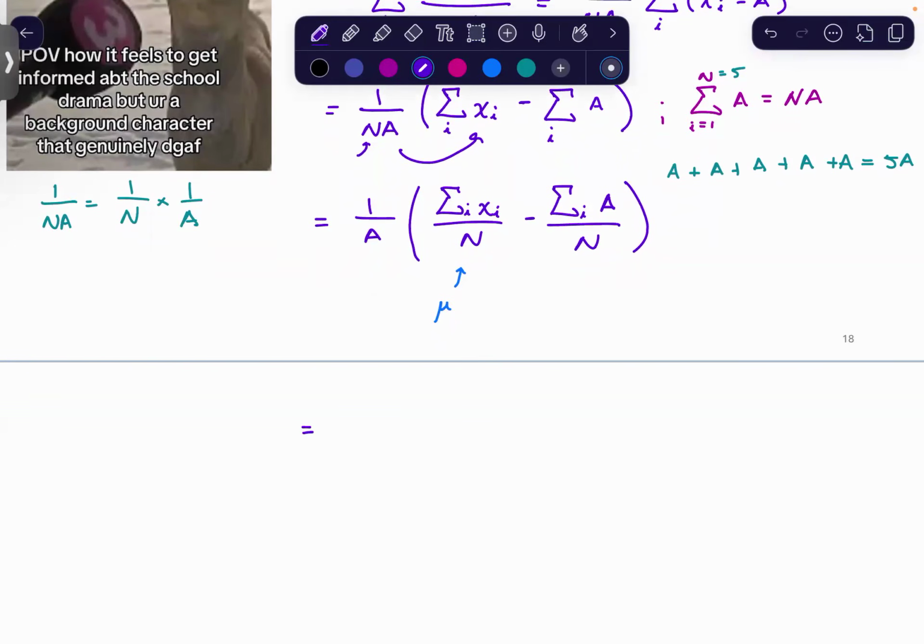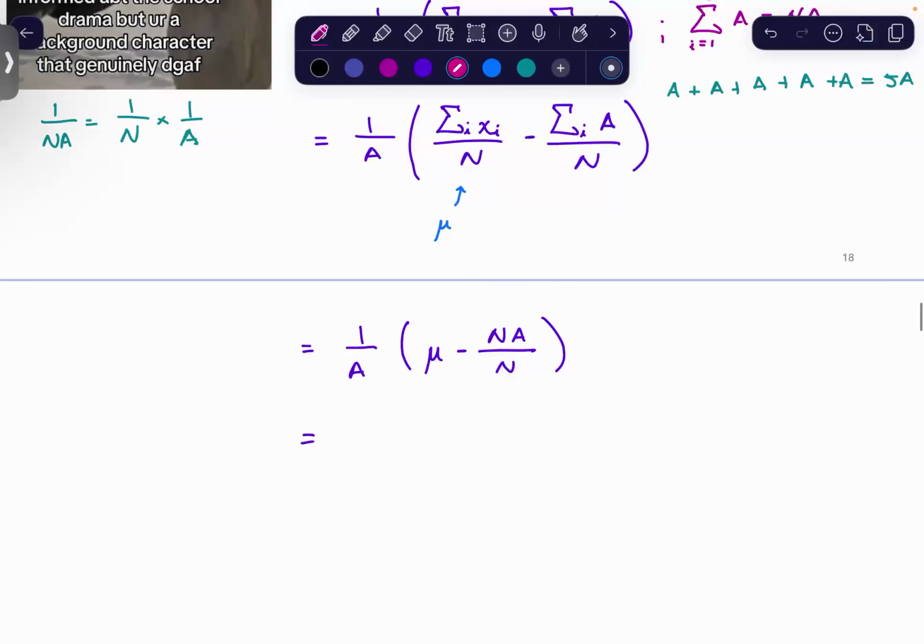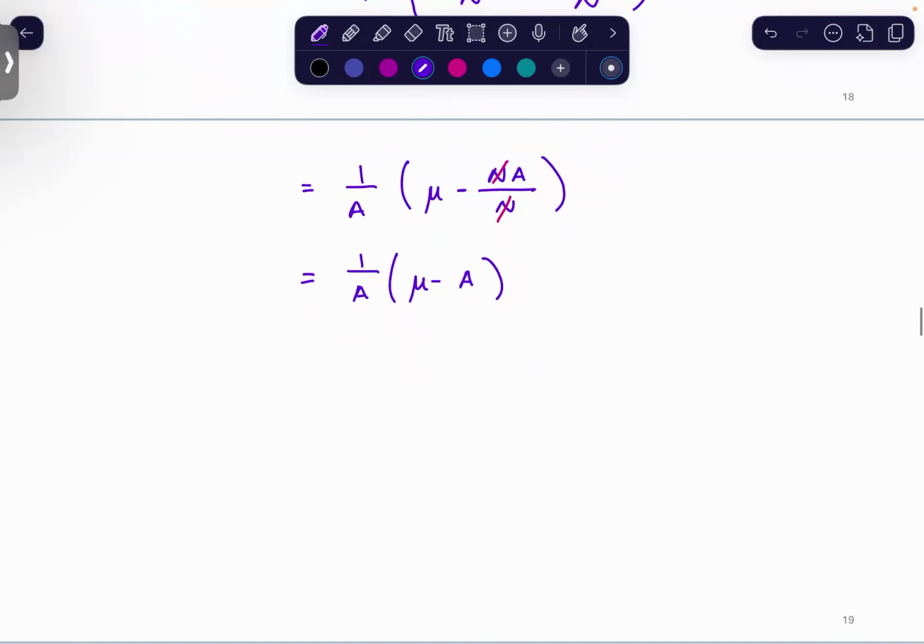So that means now that I have 1 over a, and I'm going to have my mean value minus, and you remember what we said, that this sum here just is n over a. So your sum over a is going to be n times a over n. This is now going to give, so you see here, n divided by n cancels out. 1 over a mu minus a.